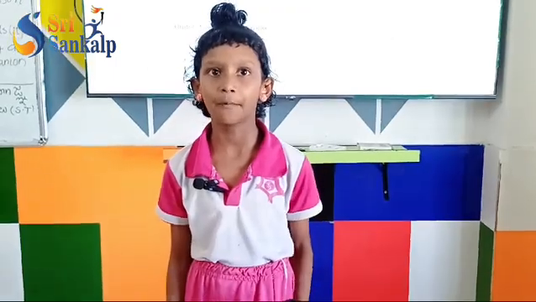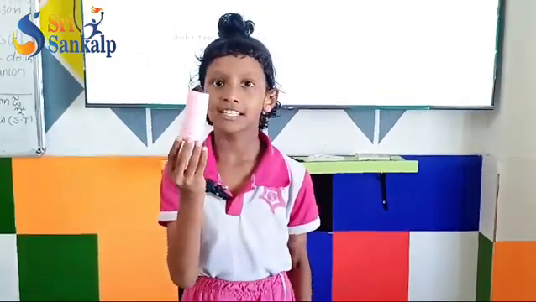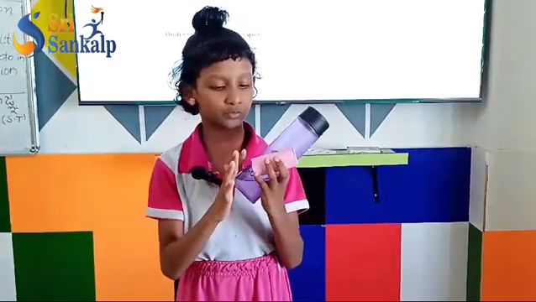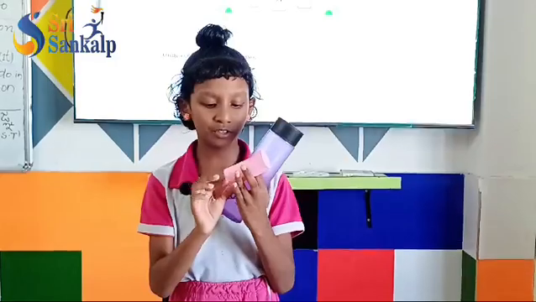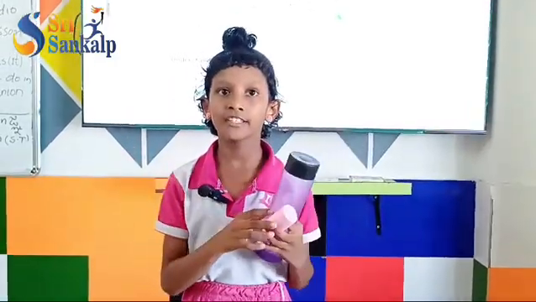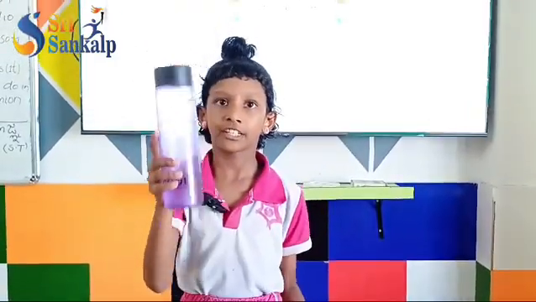Today we are learning about cylinder. Cylinder has 2 flat faces, 1 curved face, 2 edges, no corners. Example is a water bottle.